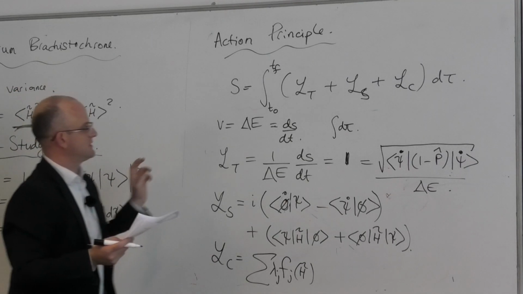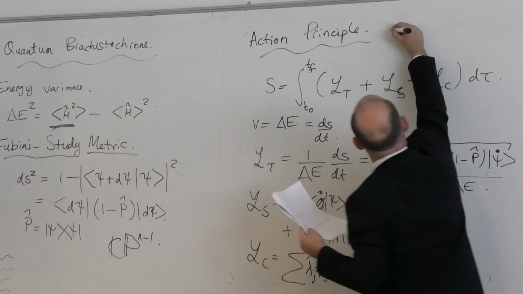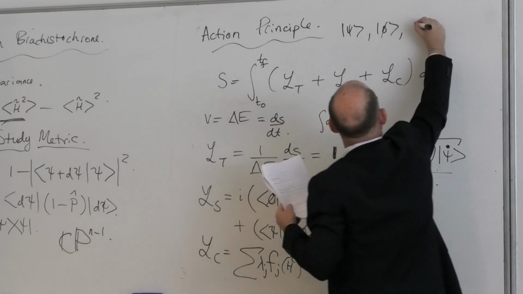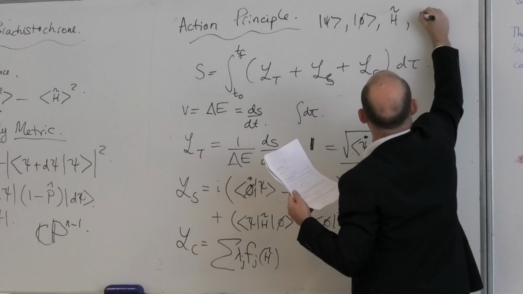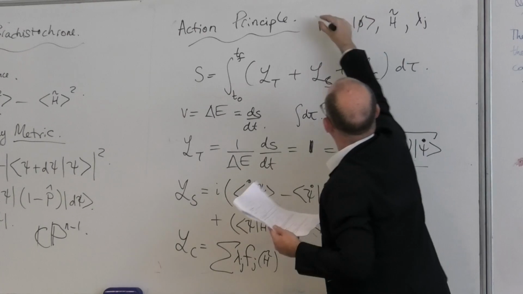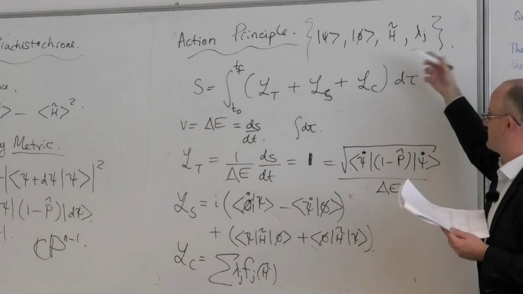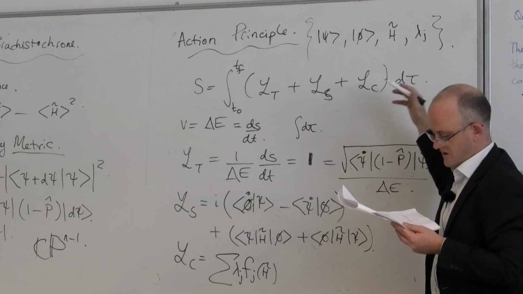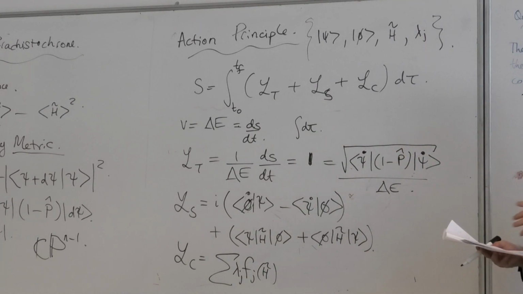And basically, now we have a system of equations in the variables psi, the Hamiltonian H, and the variables lambda j. So these are the variables which we now need to do the variational principle on, to find the Euler-Lagrange equations and basically use that to evaluate the system. So we can solve this thing called the quantum brachistochrone.